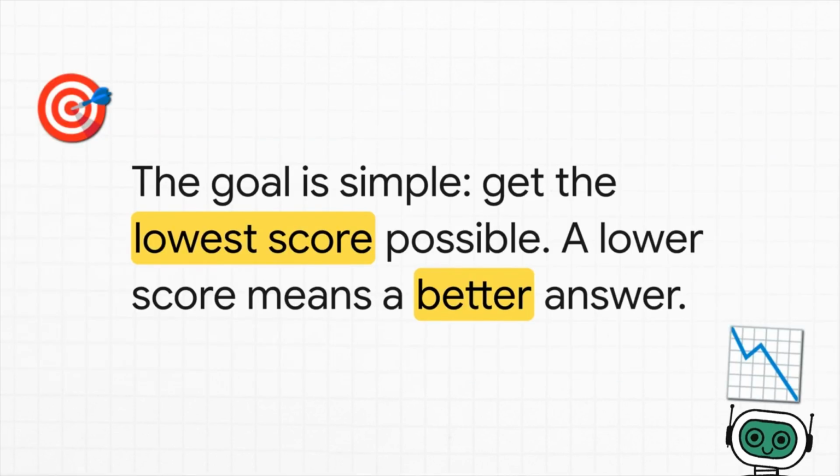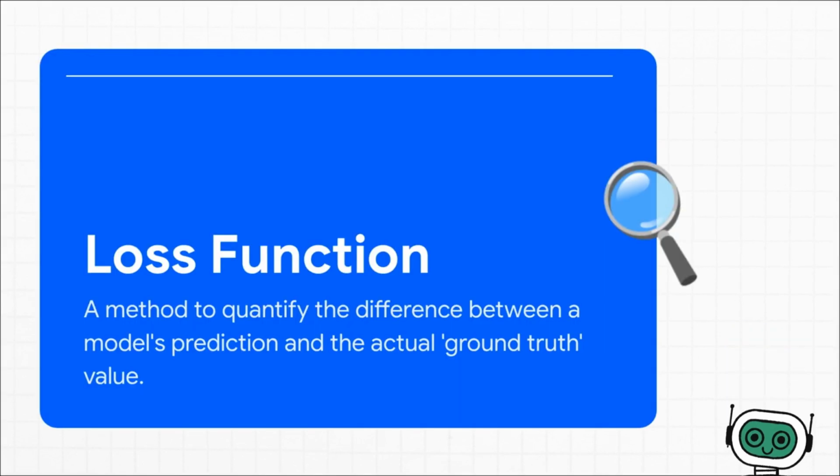Now here's the twist. Unlike you or me taking a test, the goal here is to get the lowest score possible. A 0 is a perfect score. A high score means you were way, way off. So the whole game of learning is really just one big, systematic effort to get that score as close to 0 as possible. And that score has a formal name, a loss function. All it does is measure the gap between the model's prediction and the real ground truth answer. It literally just puts a number on how wrong the model was.